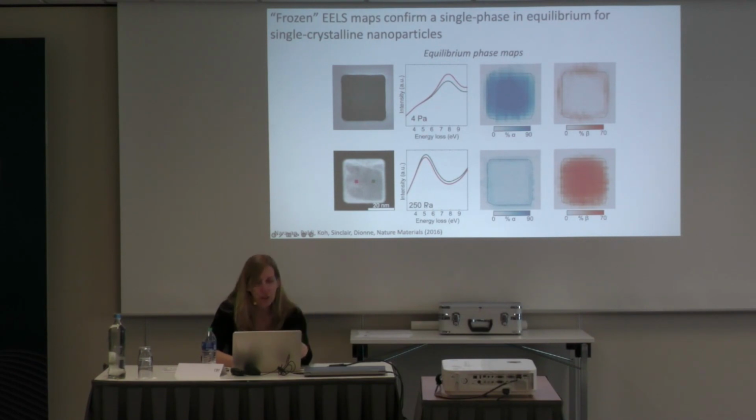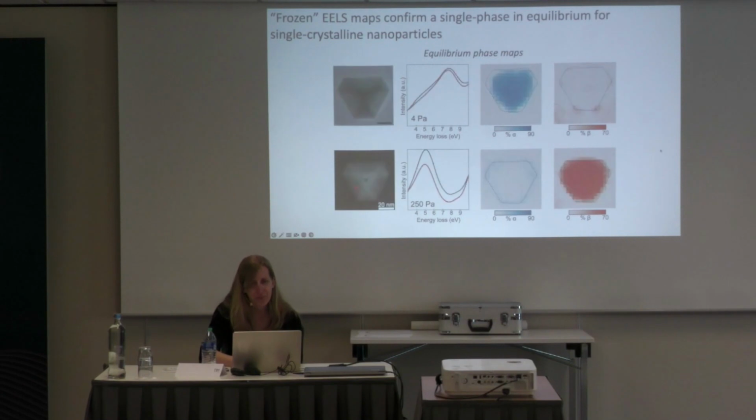When we went up to high pressures, you can see that peak now has shifted over to just under 6 electron volts, so it's fully hydrogenated. And regardless of what pressure we were at, we found that the system, when we scanned the electron beam over the entire nanoparticle, was either in the alpha phase or in the beta phase. So it was either fully hydrogenated or fully dehydrogenated in thermal equilibrium. And this is what you would expect for a conventional first order phase transformation.